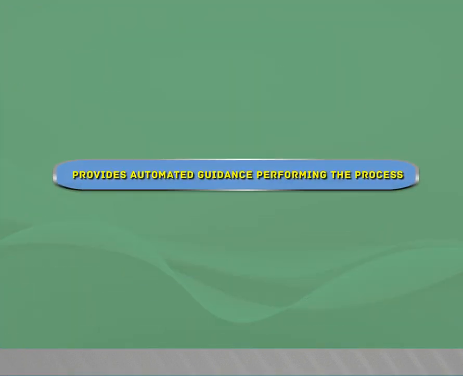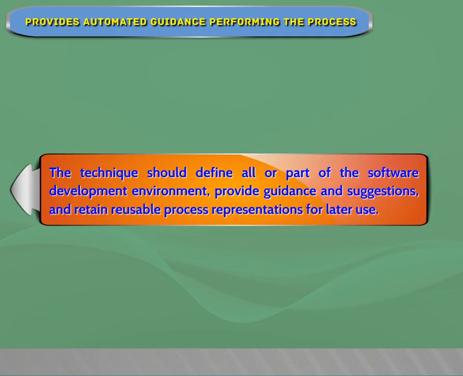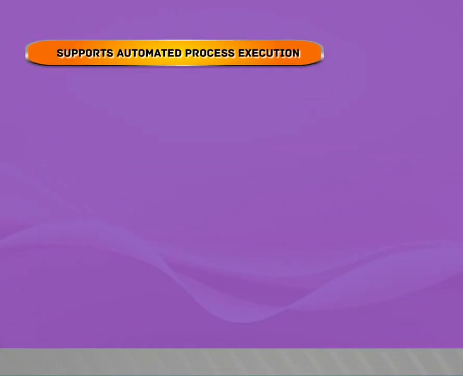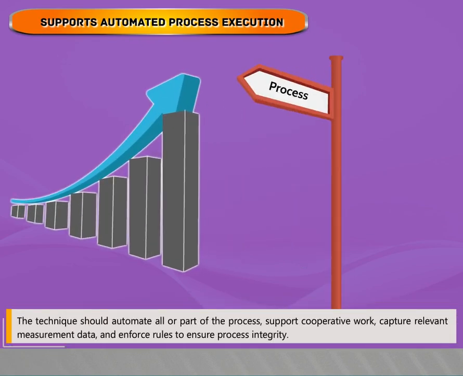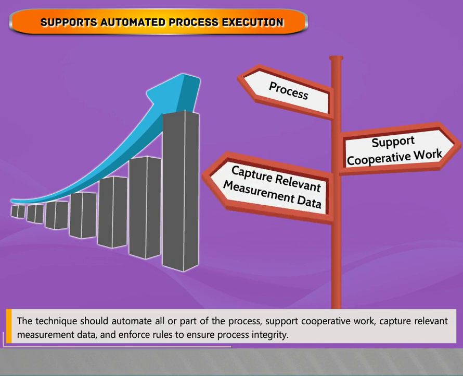Provides automated guidance in performing the process. The technique should define all or part of the software development environment, provide guidance and suggestions, and retain reusable process representations for later use. Supports automated process execution. The technique should automate all or part of the process, support cooperative work, capture relevant measurement data, and enforce rules to ensure process integrity.